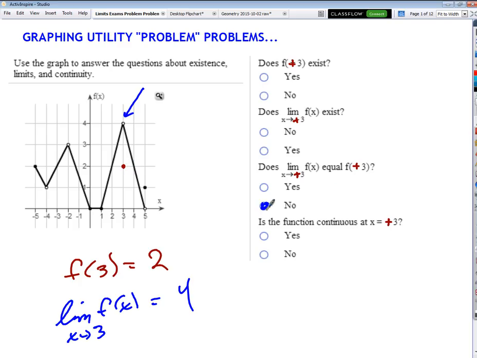No. So because they don't agree, is the function continuous? No. That's it. Wait, so if it's an open circle, it's not continuous? You're right. If it's an open circle, it's not.